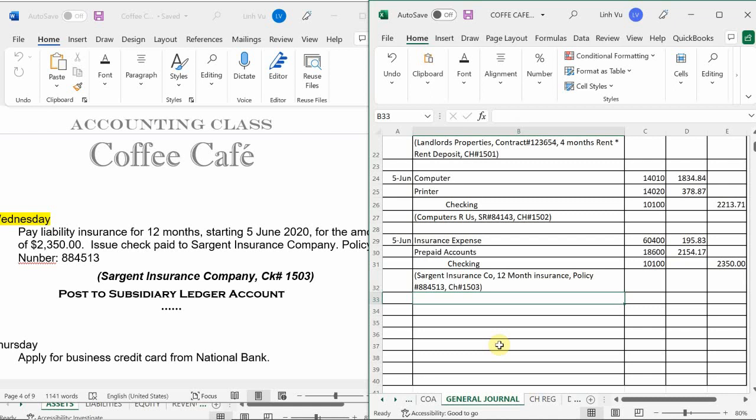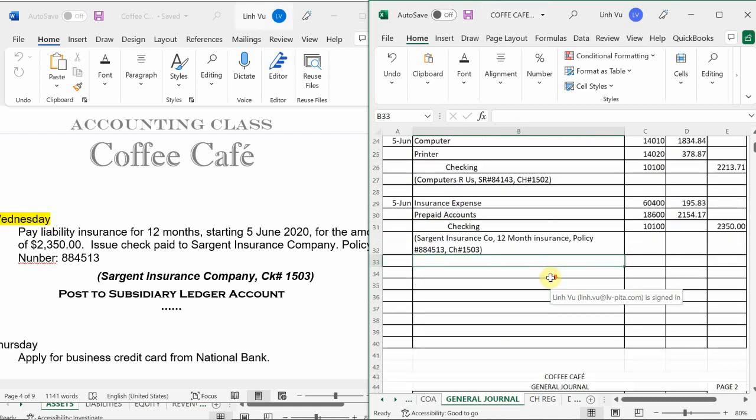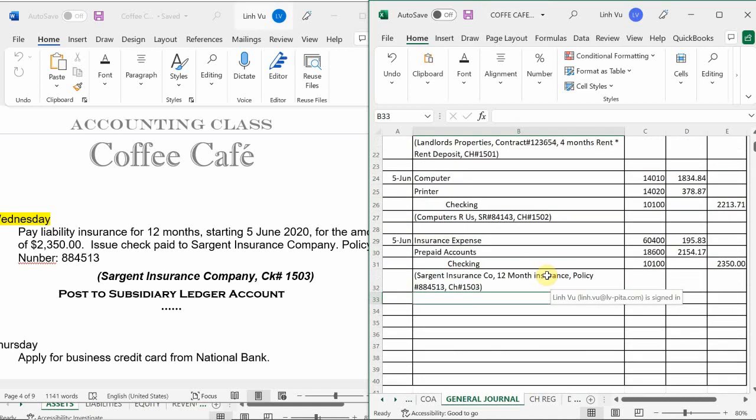All right. So then now I put as much detail as possible about this transaction. So when I come back here on this page, I could see this and be like, okay, I bought insurance, a 12-month plan. This is my policy number, and this is the check that I used to pay it off.